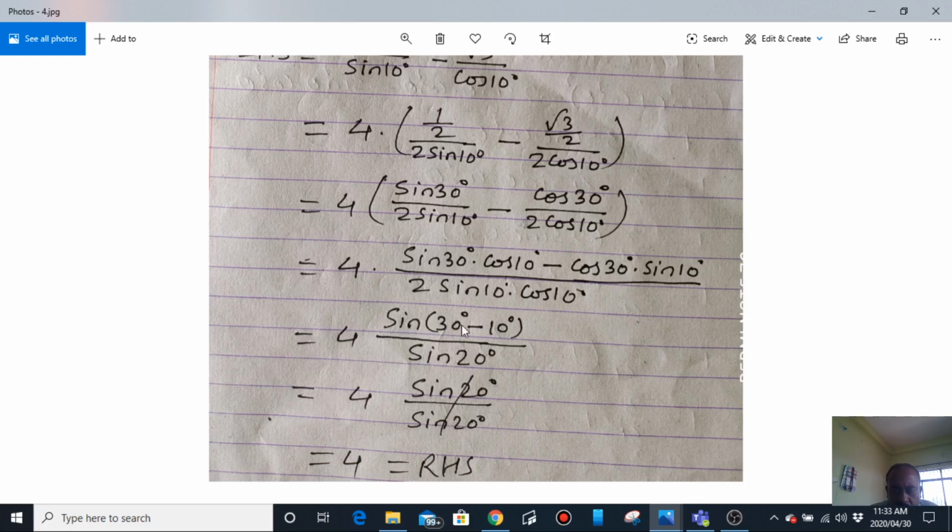30 minus 10 is 20. So sin 20 by sin 20 will cancel. So finally you will be left with 4. So this is the solution of the question.